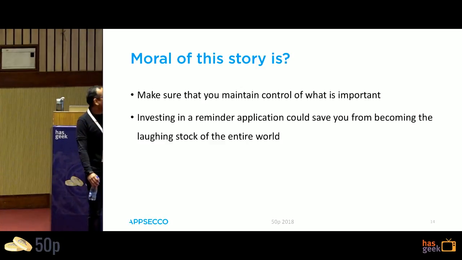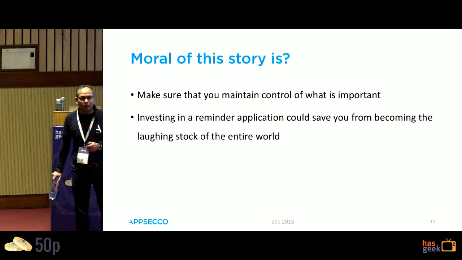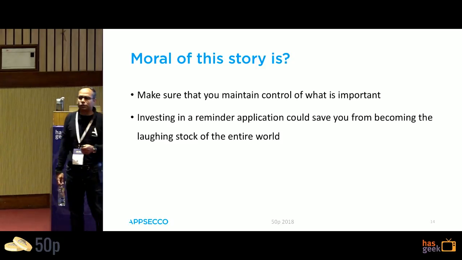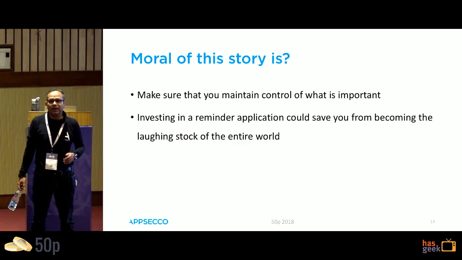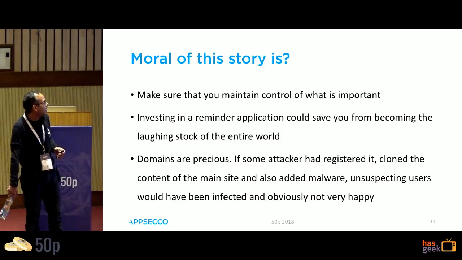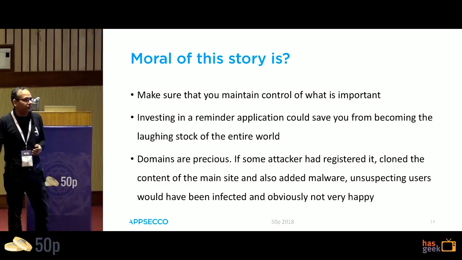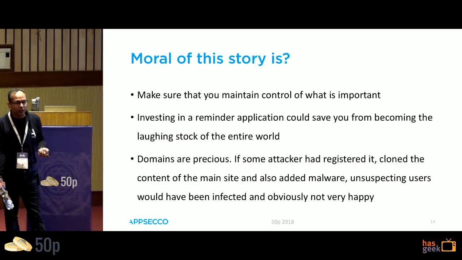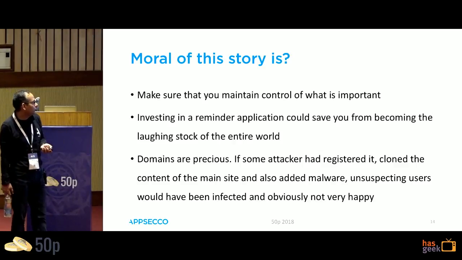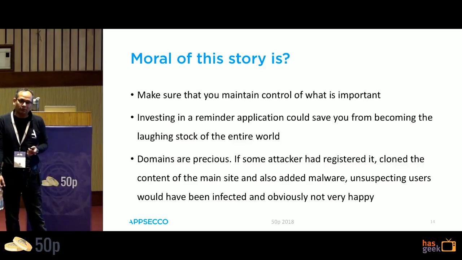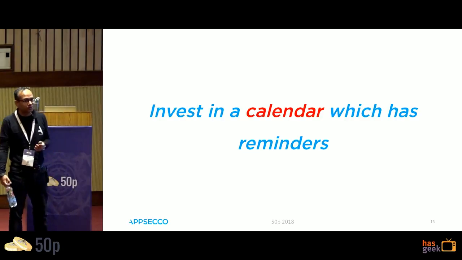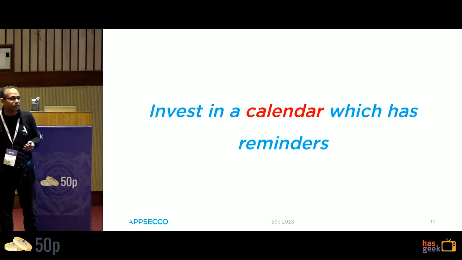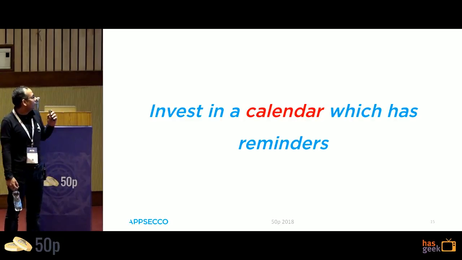You should invest in a reminder application, so that you're not a laughing stock of the world, right? And it's not something that has happened only to an incompetent sports body. It has happened to tech companies. Domains are precious. If an attacker had registered it, cloned the contents, added malware, users would have been infected and not very happy about it, right? So that would have been a problem. So that's the main takeaway. Invest in a calendar which has reminders. I think you can use Google Calendar. It's free.